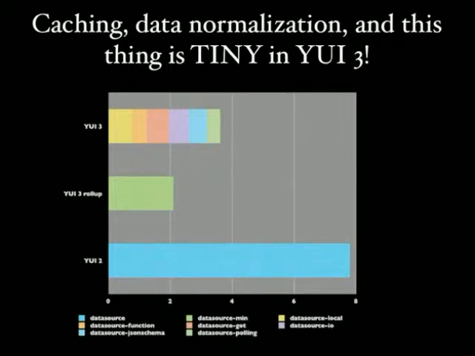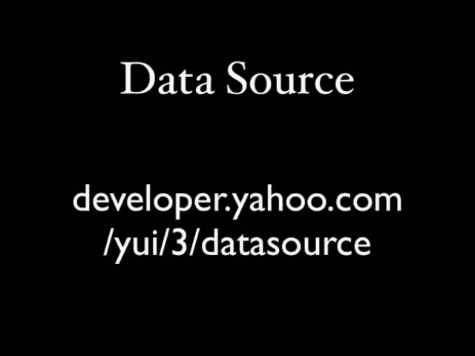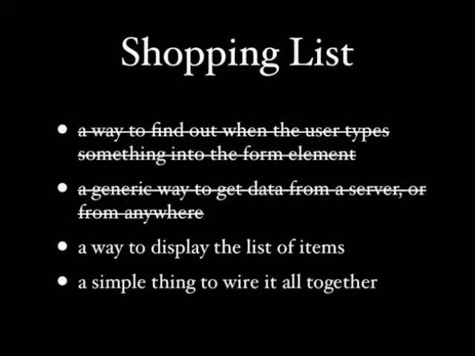And they all expose the same API. So read more about data source at developer.yahoo.com. You'll probably see a pattern here with these API links. So that's going to be our generic way to get data from the server. And now we just need a way to display these things.